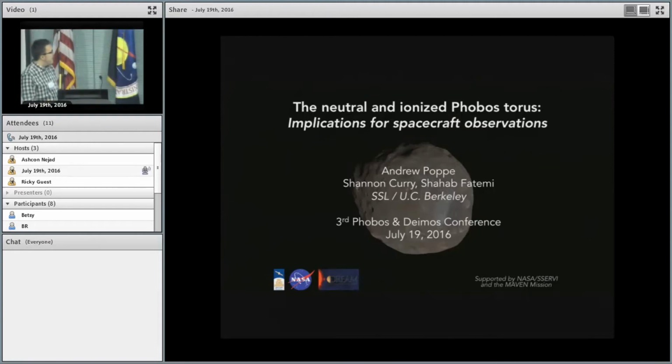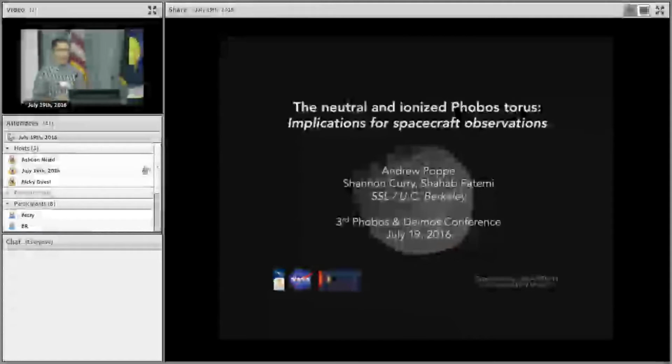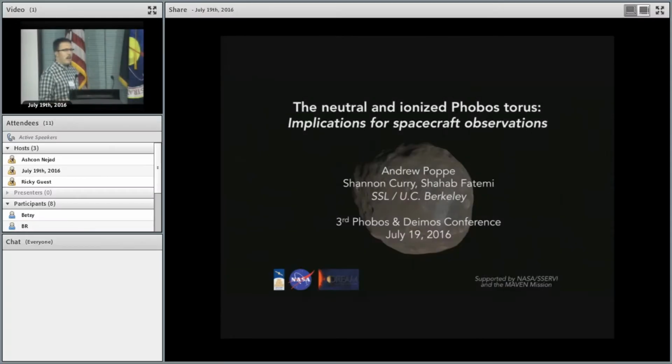But this one slightly differently, talking about some recent model results that we've been looking at in terms of the neutral, atomic, and ionized Phobos torus. And I particularly want to touch on what the implications are for spacecraft observations. Most, if not all, of the papers or presentations to date have been theoretical or modeling. But at the end of the day, we'd really like to be able to measure that. And being able to measure that requires understanding what is perhaps the best way to go about sending an instrument to Phobos and Deimos.